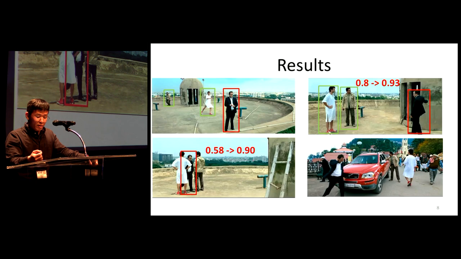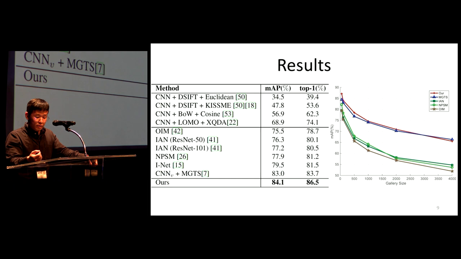For the bottom left image, the target person is heavily occluded, and the context information can greatly improve the matching score. The last example shows a case with different backgrounds. So here are some comparisons with previous state-of-the-art methods. The proposed method achieves 3% improvement on top-one match rate and 1% improvement on mAP. And our method also shows strong performance under different gallery sizes.